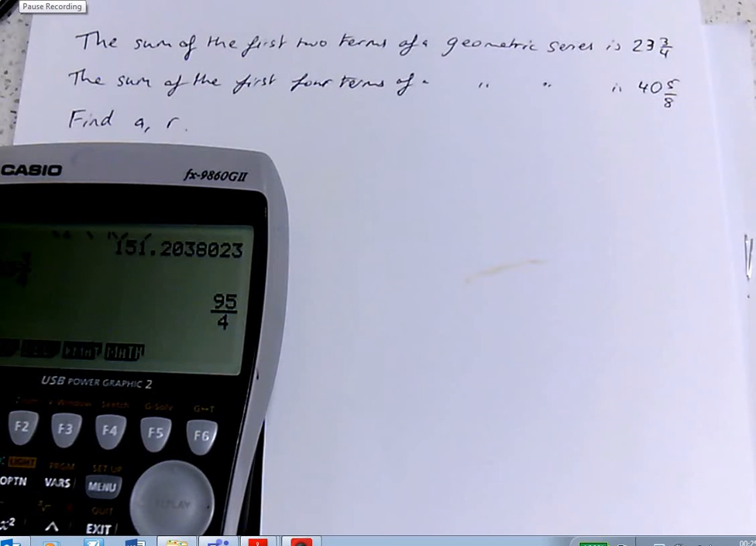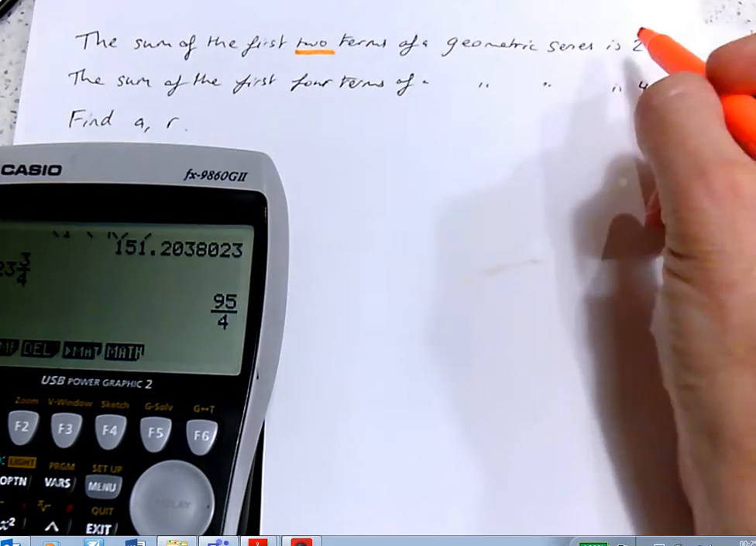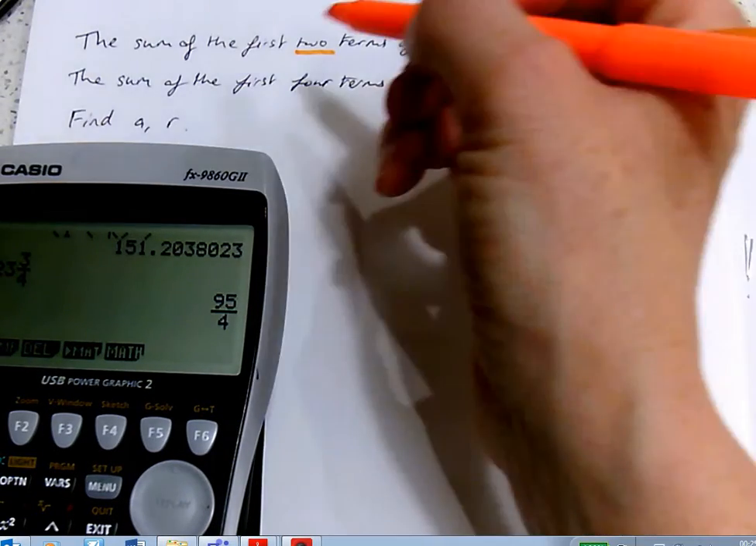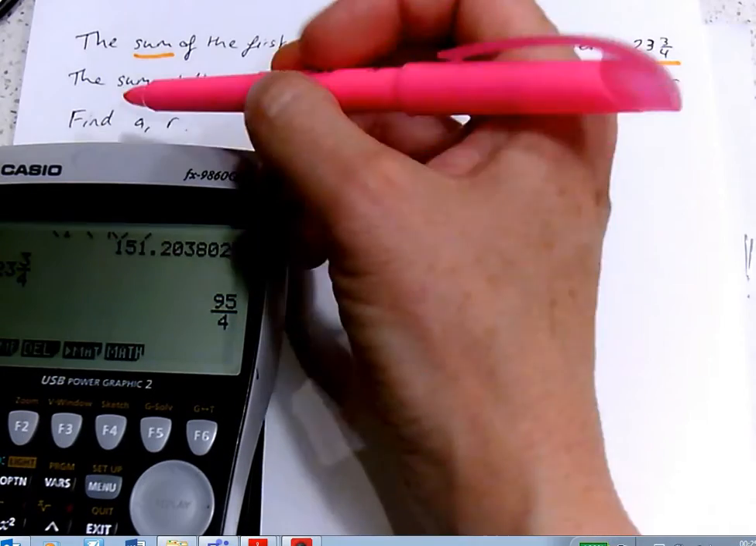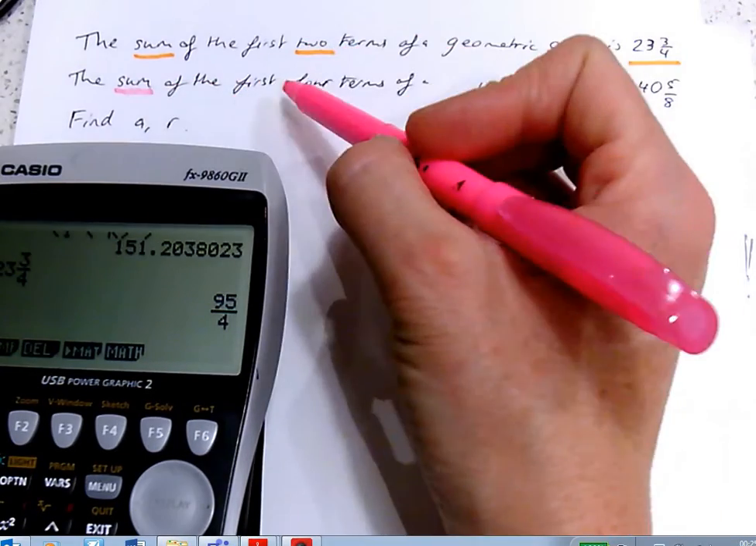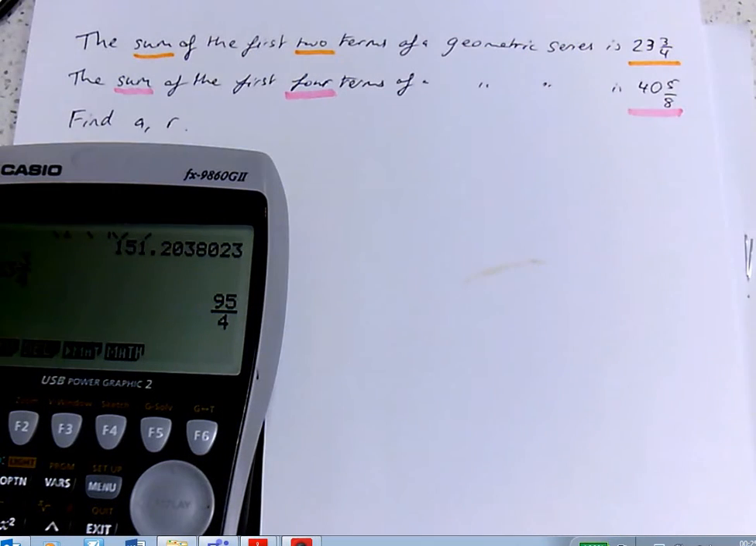I'm going to go over a solution for question 5 from today's lesson on geometric series. Okay, so we're told that the sum of the first two terms of a geometric series is equal to 23 3/4. And then we're also told that the sum of the first four terms of a geometric series is 40 5/8, and we're asked to find the first term and the common ratio.